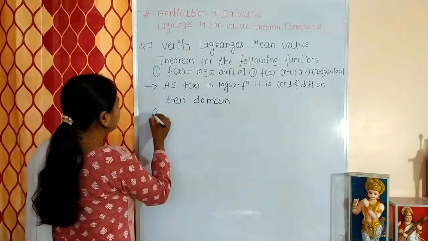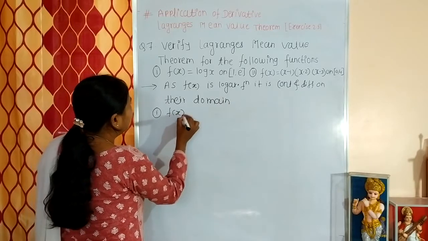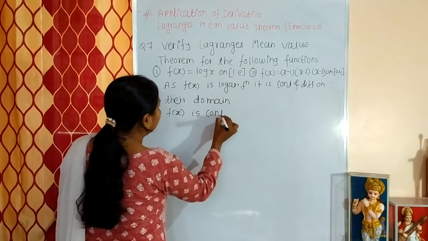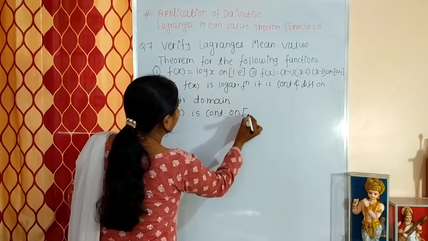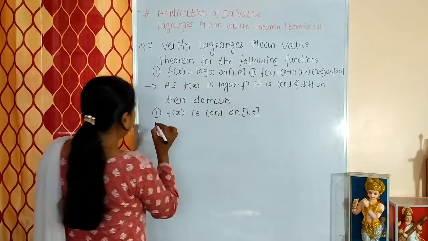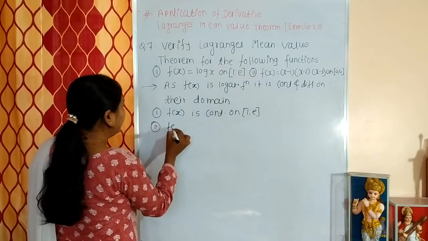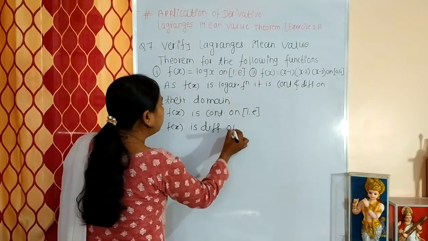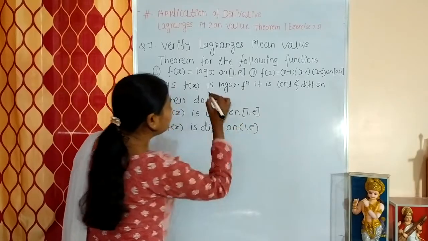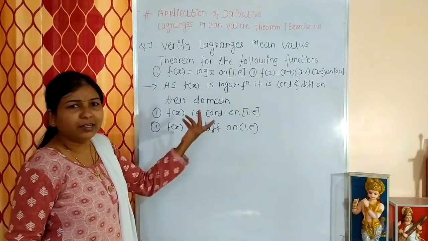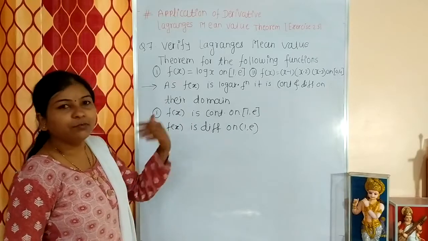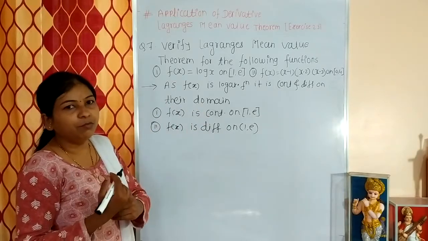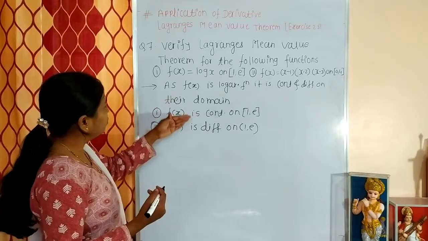Then we write the first condition: as it is a logarithmic function, f of x is continuous on the closed interval. Second, f of x is differentiable on the open interval. Okay, just only two conditions. Then third, we have to find the point c. For that, first we find the values of f of a and f of b. So here both conditions are satisfied.